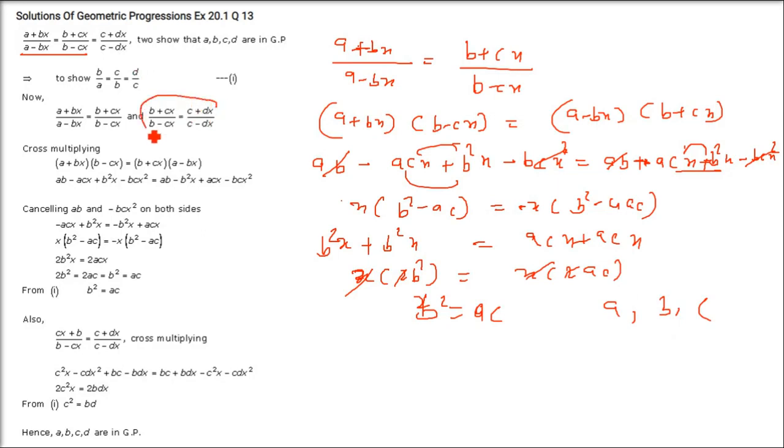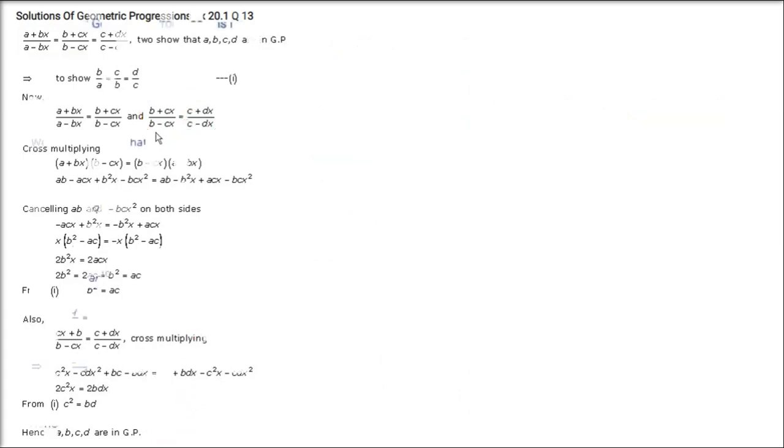Now the same thing you have to do with the second two terms. I hope you will be able to do it. You are going to get C square equals BD. That is, B, C, D are also in GP. B, C, D are also in GP. So when A, B, C are in GP and B, C, D are in GP, that means A, B, C, D are in GP.